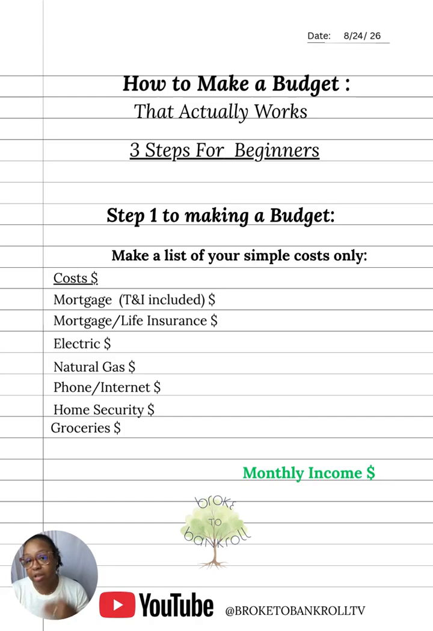And then, of course, everything that we've been talking about: your electric, natural gas, phone, internet, home security, and just an idea of your groceries. We don't want to overthink it. We don't want to overcomplicate it. But be as honest as you can when you make this list.